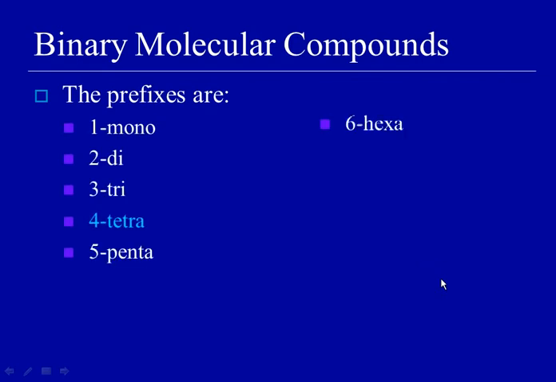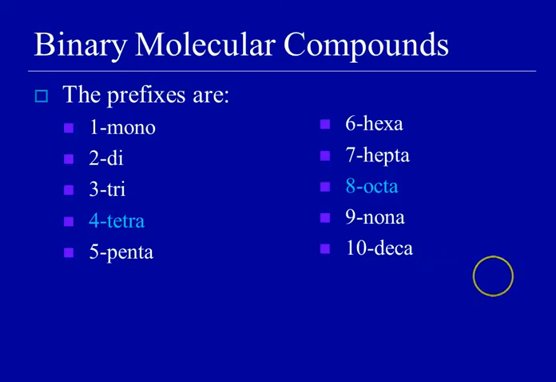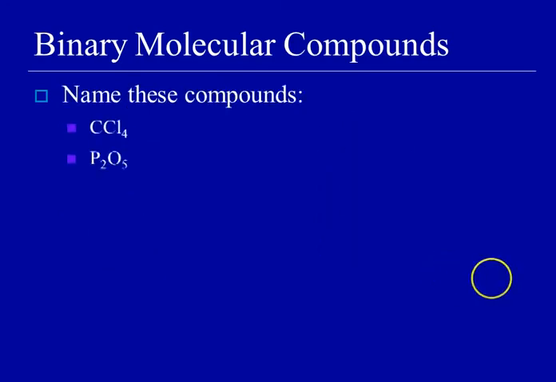Here are the prefixes. This is what you need to do. You need to pause right now and write all of these down on a reference sheet, maybe your significant digit reference sheet that you already have, or the back of your periodic table, because I don't expect you to memorize them, just use them. All right, so here's how these rules go. We're going to name a couple of compounds. Here's the first compound, CCl4.